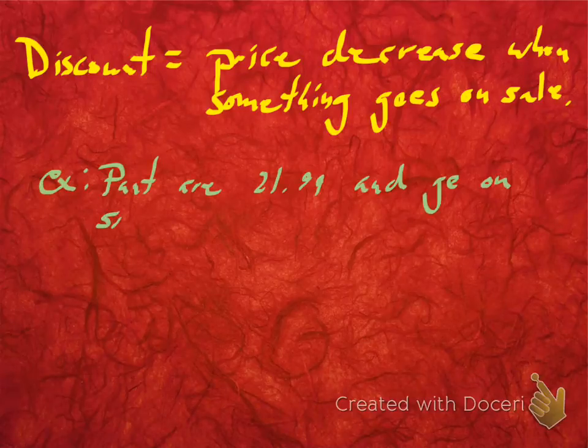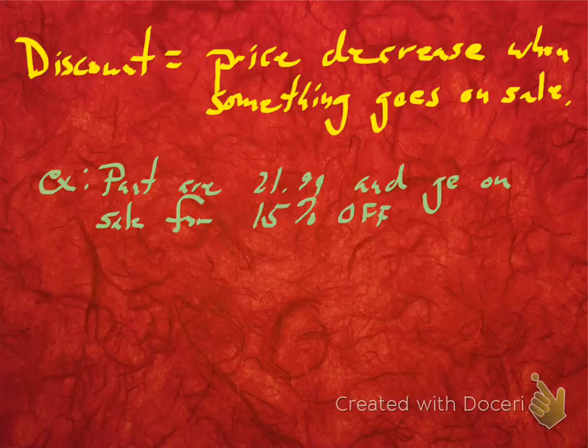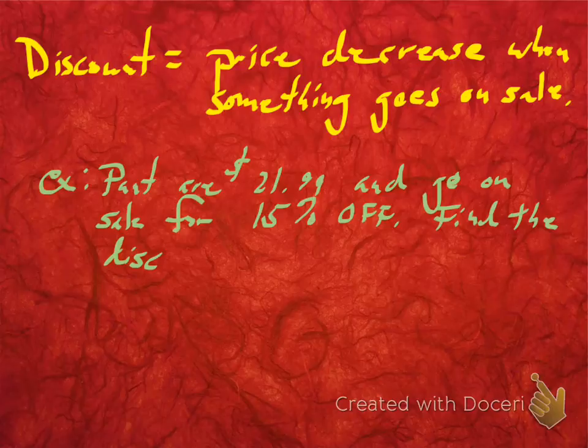Suppose that there's a pair of pants for $21.99. I should put a $ sign in there. Okay. And they go on sale for 15% off. Find the discount. In other words, how much am I going to save because of the sale?